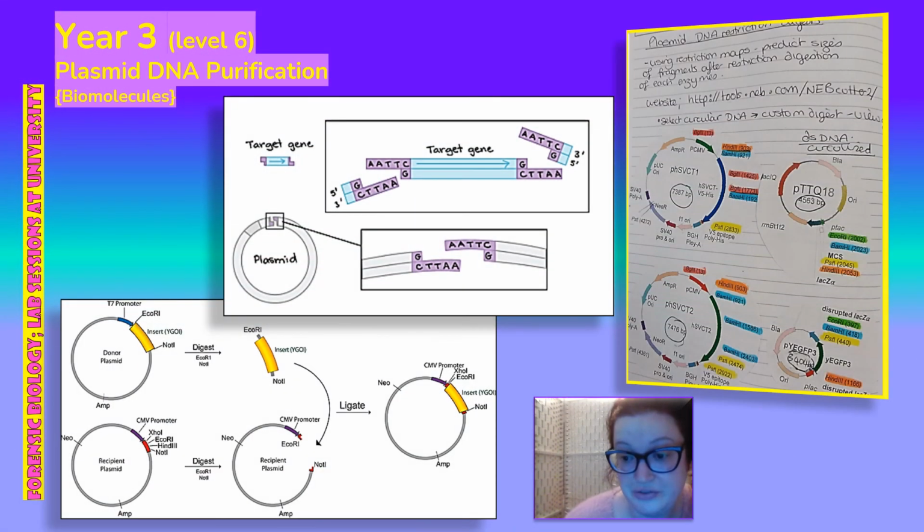Now, because we're in year 3, it gets complicated, and I did a lot of studying this year, also doing my dissertation, which I'll talk about in another video. What we have here is plasmid DNA purification. And my goodness, was this complicated. You've got plasmid DNA, so the DNA would be in circles, with identifications of different types of DNA within the circle itself, the plasmid.